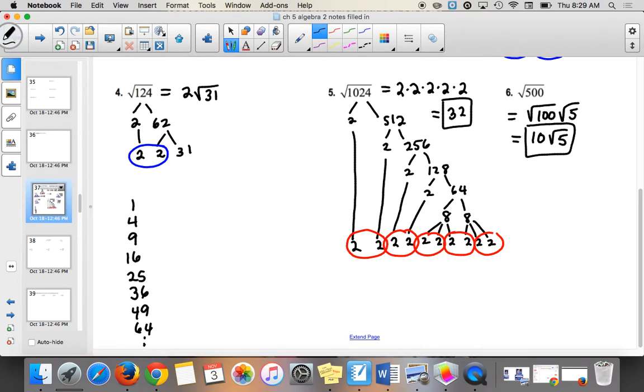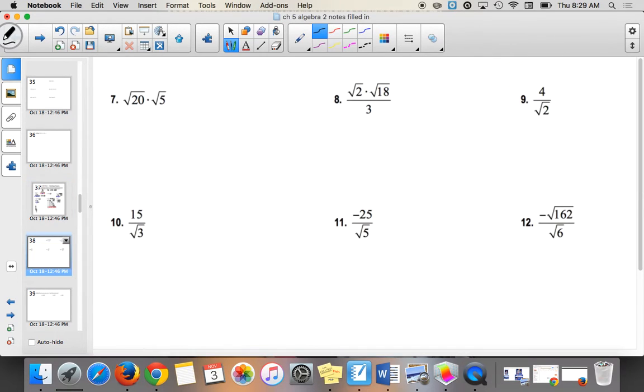Not the perfect square, but the square root of the perfect square. All right, so if I have multiplication, so if I have the square root of 20 times the square root of 5, I can combine. And that's kind of the opposite of what I did on the last one. I broke it apart into separate ones. So this is going to be the square root of 20 times 5, which is the square root of 100. So it's going to be 10, yep.